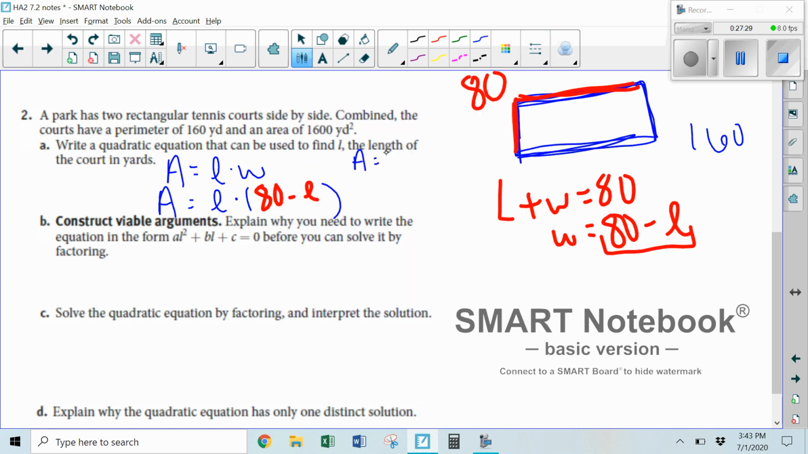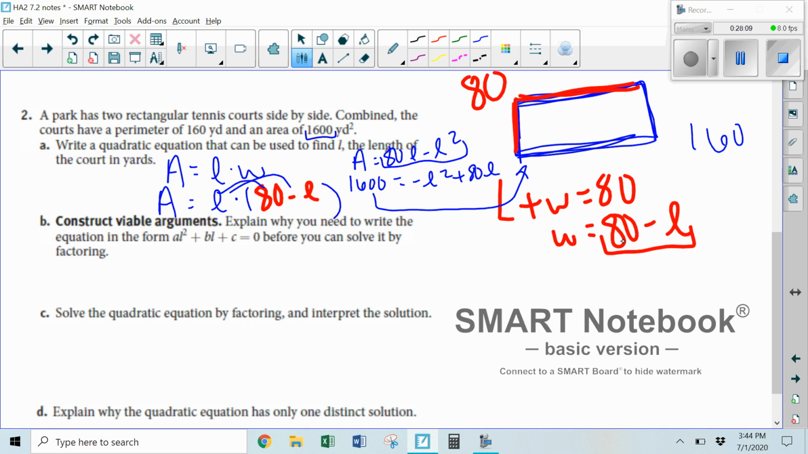So it's going to look like this. Area equals 80L minus L squared. We even have more information. We know the area is 1600. So I'm going to put a 1600 in here. And I'm going to write this in standard form. Okay, so from here, we're not going to take time in this video, but you could move this to the other side by subtracting 1600 and factor it to find L. Once you have L, you should be able to find your width.